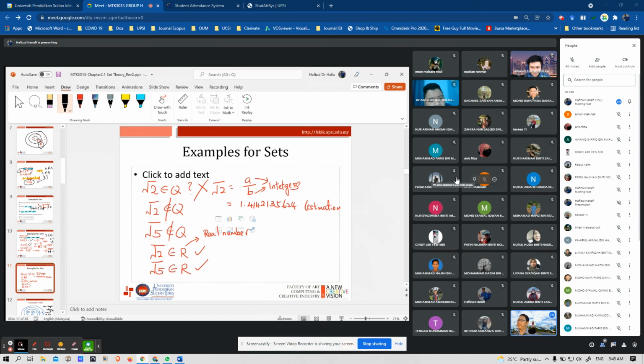Okay, and then the square root of 2, is it a rational number? It is not a rational number, because the estimation is 1.142, a real number. Also seen with the square root of 5. What is the value of the square root of 5? What is its value?